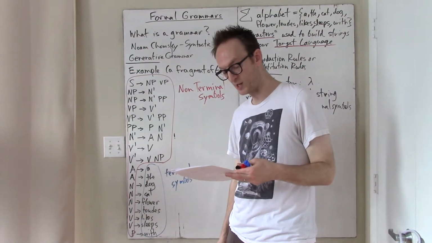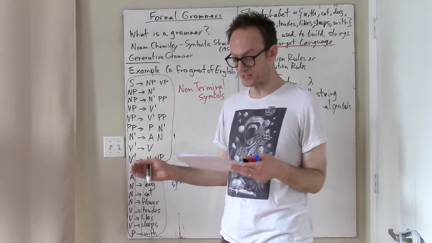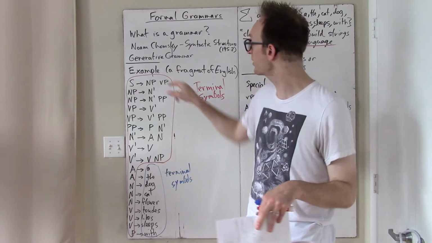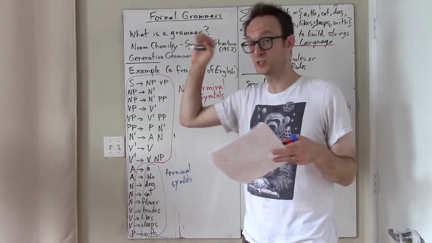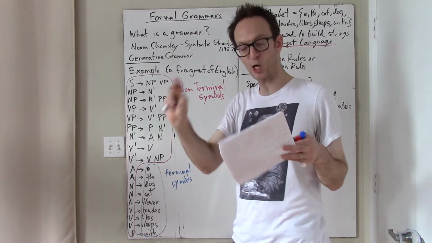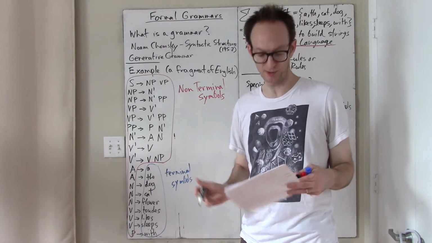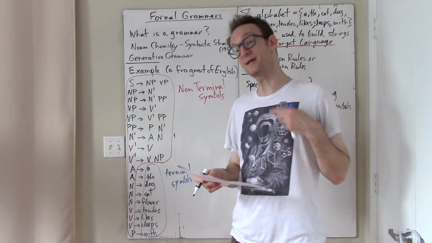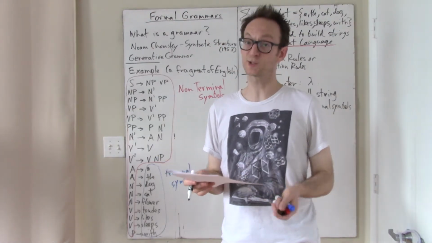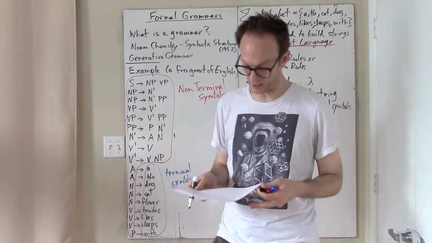And I'm just saying these all out loud now. The sequence of substitutions, okay, I erased it, but the sequence of substitutions, starting with S and ending with the string of purely terminal symbols that's in the target language, that's called a derivation. And the set of all strings that a certain grammar generates is called the language of the grammar.